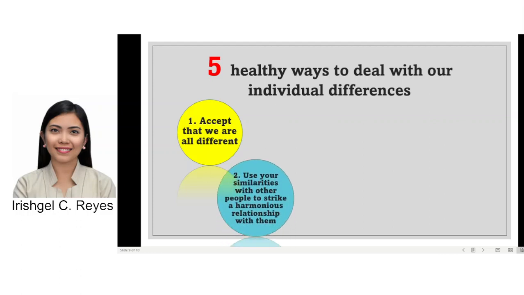Number 2. Use your similarities with other people to strike a harmonious relationship with them. While you acknowledge that people are different from each other, there are also commonalities which you may take advantage to establish positive relationship with them. At this point in time, you might have found the right people who can be your good friends, who can inspire you to strive harder, and who can be your role model.